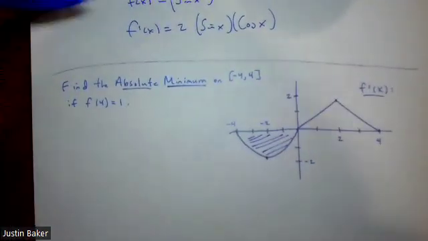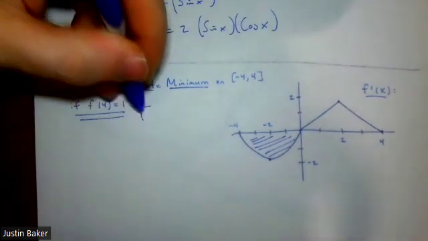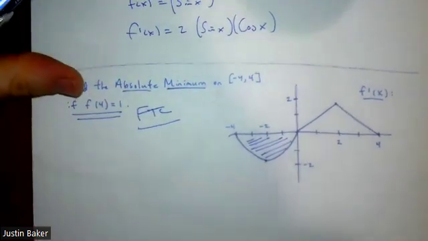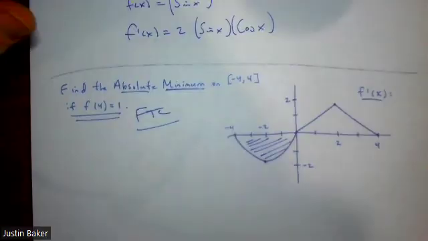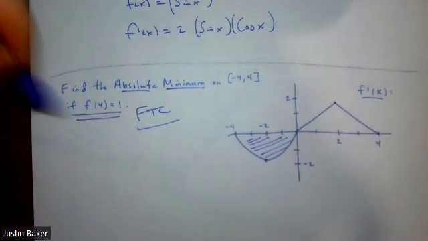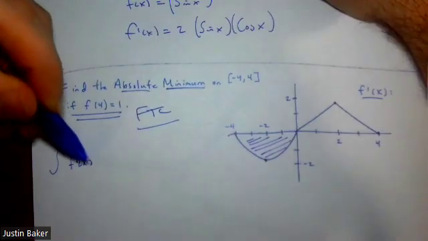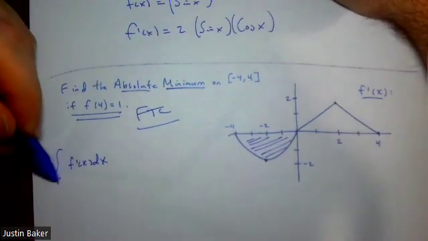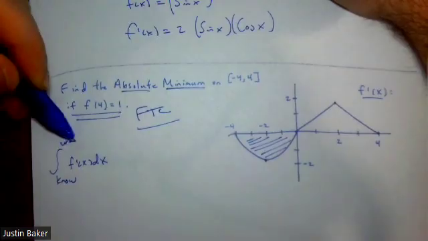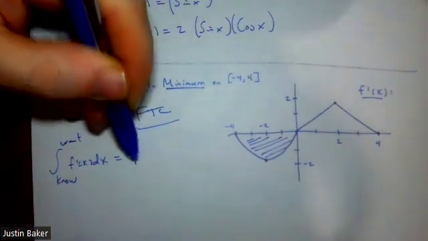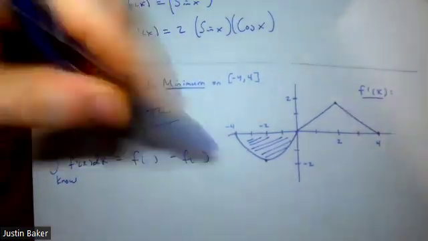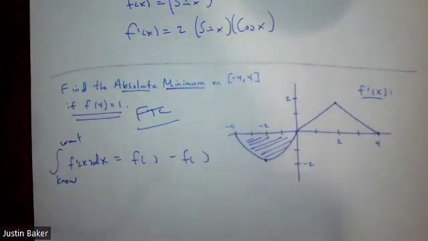In this case, they are giving you the point. So this is FTC integrating from a bound you know to a bound you want. So anytime you set these up, it's going to be the integral of f prime of x dx. One of these bounds we know, one of these bounds we want. You get f of one minus f of the other, and we go through and solve.